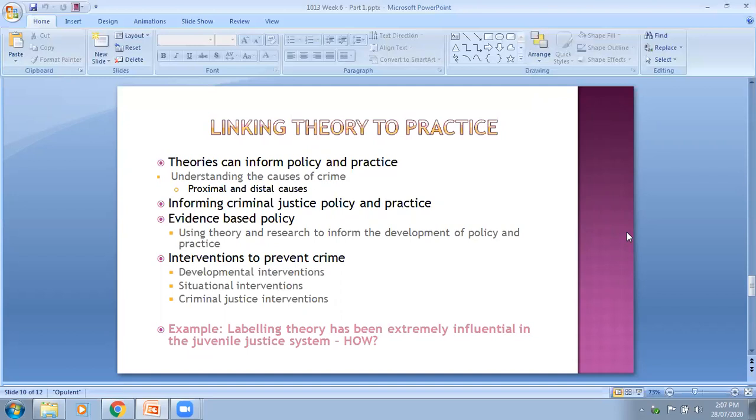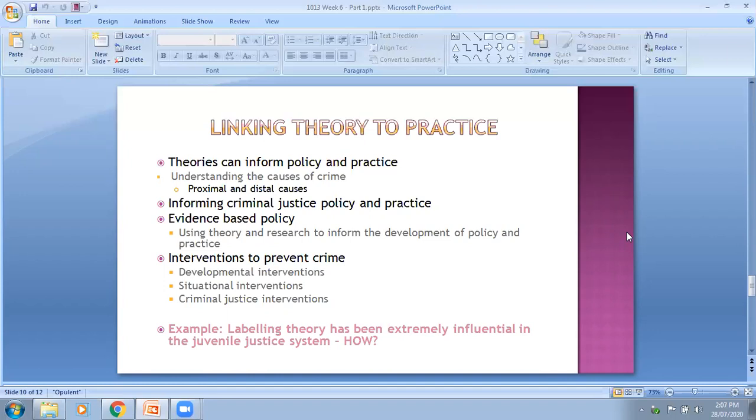Informing criminal justice policy and practice, so theory can do that. Evidence-based policy, informing the development of policy and practices. Interventions to prevent crime, developmental interventions, situational interventions, which we looked at last week in street crime, criminal justice interventions, which we will look at over the next coming week. So labelling theory has been extremely influential in the criminal justice system, which is part of developmental.